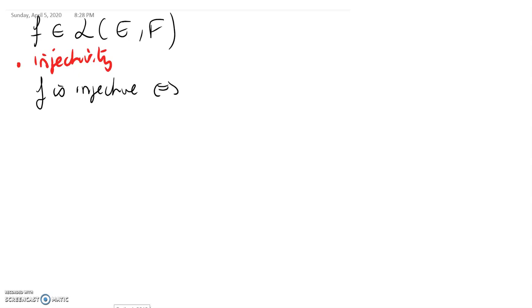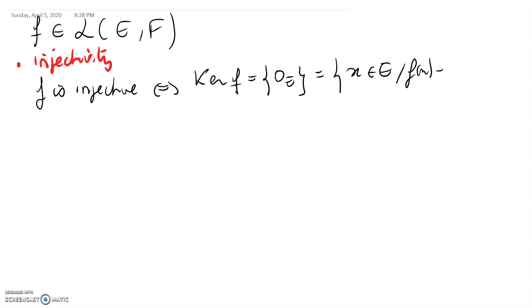What does it mean to prove that F is injective? Theorem 15 tells you that F is injective if and only if the kernel of F is reduced to the zero element. The kernel of F being the set of X that belong to E, such that F of X is equal to 0. That's the kernel of F, that's reduced to only the zero element. Okay?